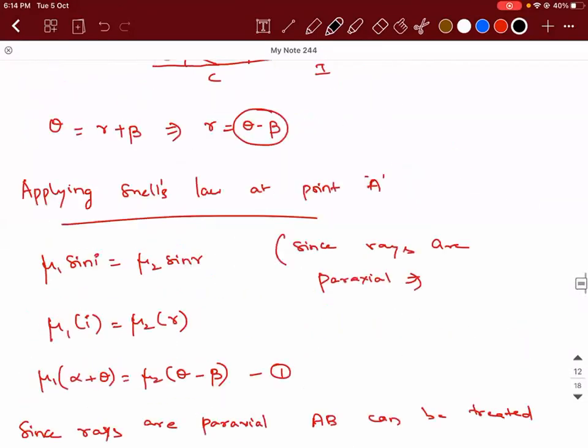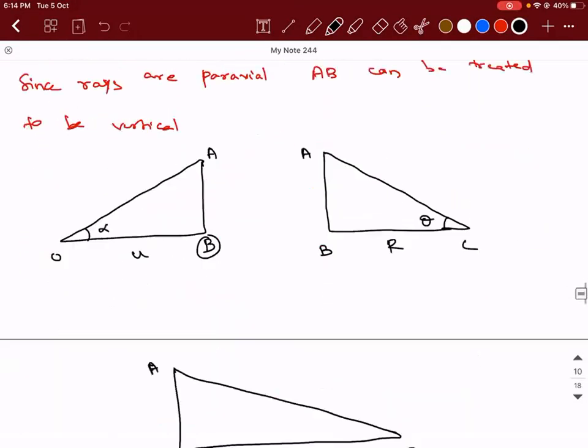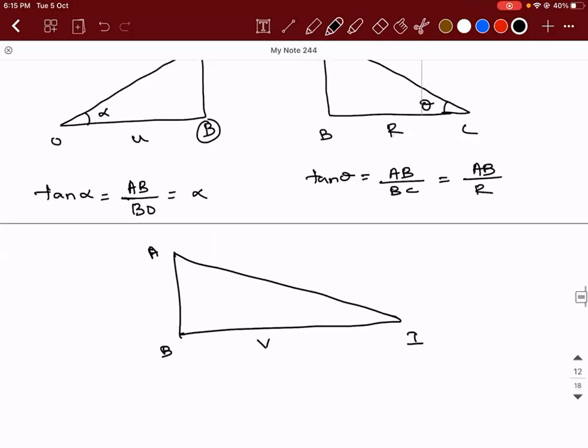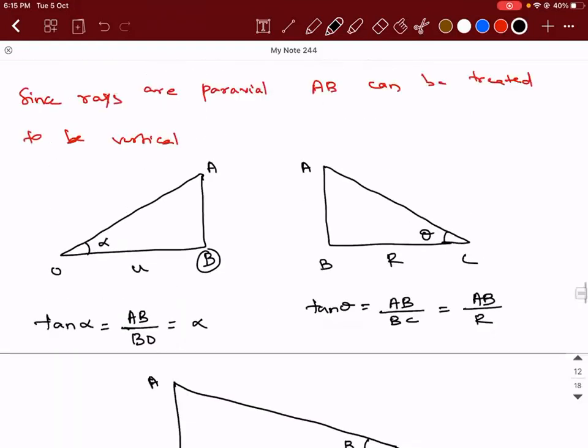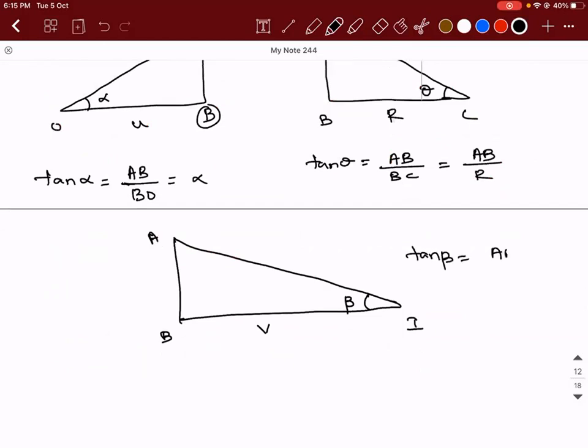Okay, but remember one thing. u is on the left-hand side. R and v are on the right-hand side. Okay, so have this point in your mind. Then what I can say is, tan alpha, I can write as AB divided by BO, and this is approximated to alpha because the angles are small. Similarly, tan theta is equal to AB divided by BC, so I can write it as AB divided by R. And similarly, tan beta is equal to AB divided by BI, or AB divided by v.